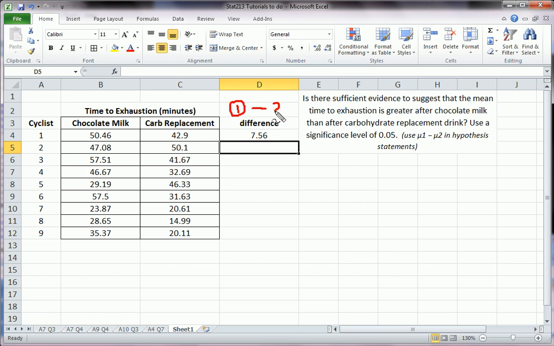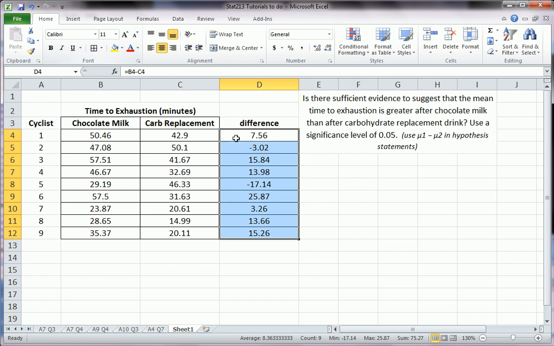minus group 2. Okay, so as you can see here, we were given this little extra bit of information that we should use mu1 minus mu2. It wouldn't really matter if you did this in reverse either, as long as you stay consistent. Okay, so let's continue. So we did 50.48 minus 42.9, and then we're just going to drag this down so we could do it for the rest of these rows. Okay, so we've created this new variable, so to speak, called the difference.